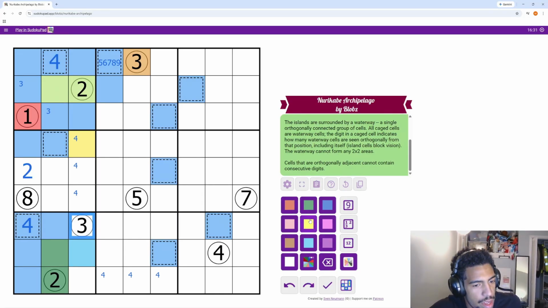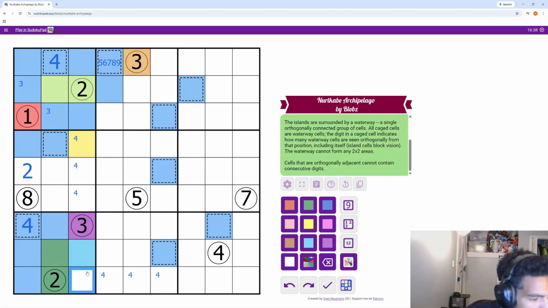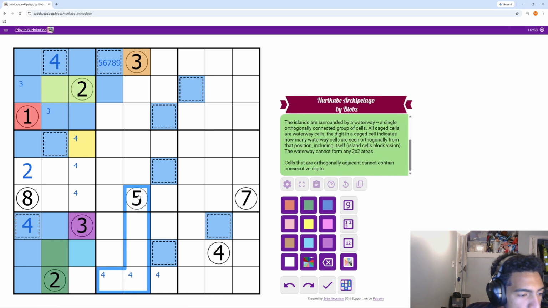Right. Let's make this purple. And I know that this is different, but I don't know if it's yellow or not. So the three, well, this cell, row 1, column 4, 5, cannot be part of the 5. So this cell is also water. Okay.